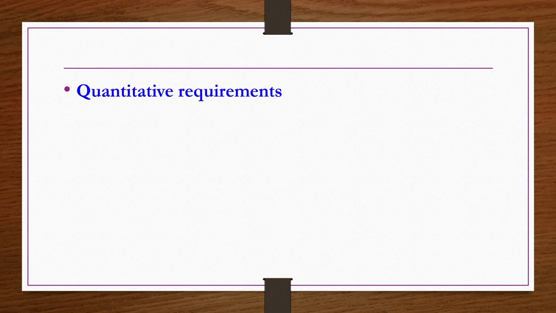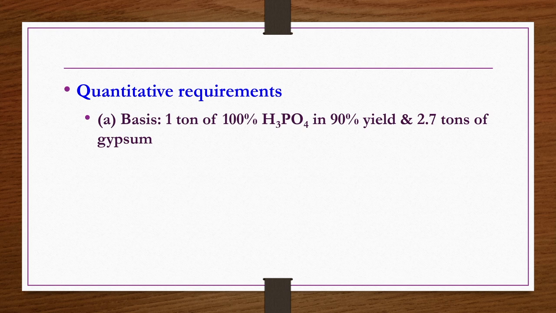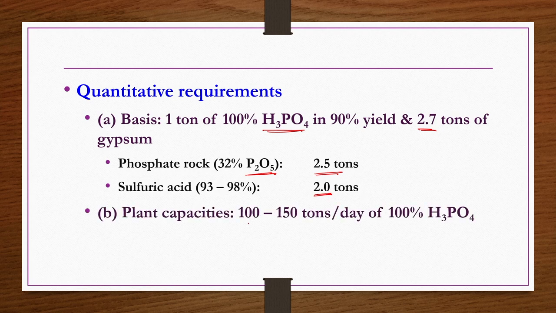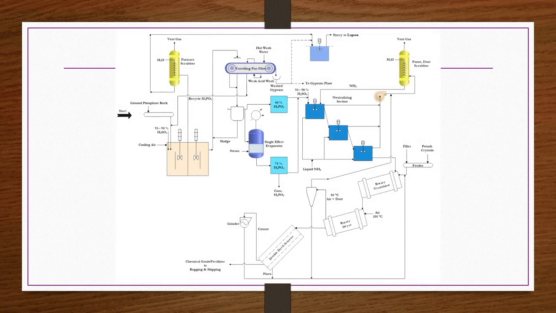Quantitative requirements for this process: if you wanted to produce 1 ton of 100% phosphoric acid at 90% yield, you also get 2.7 tons of gypsum, because in this process you get both phosphoric acid as well as gypsum, and the gypsum quantity is much higher compared to the phosphoric acid quantity in this plant. Accordingly, the raw material requirements are: phosphate rock having 32% P2O5, 2.5 tons; sulfuric acid of 93-98% purity, 2 tons. Plant capacities are usually 100 to 150 tons per day of 100% H3PO4.